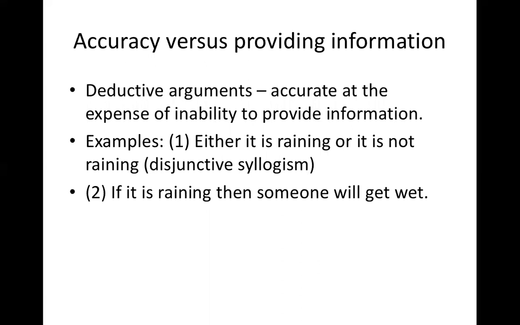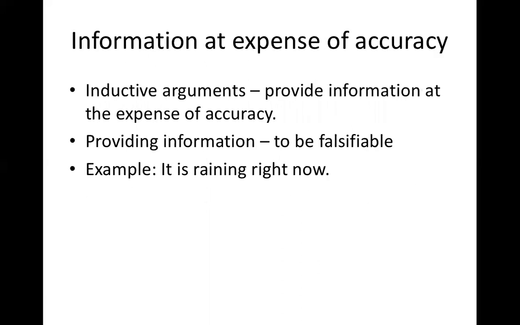If it doesn't rain, someone will not get wet, unless someone gets wet through another means. So the statement is correct. Whether it rains or not, the statement will always be correct. But does it give you information about whether it will rain or whether it is raining? It doesn't. So deductive arguments are accurate at the expense of providing information, valuable information.